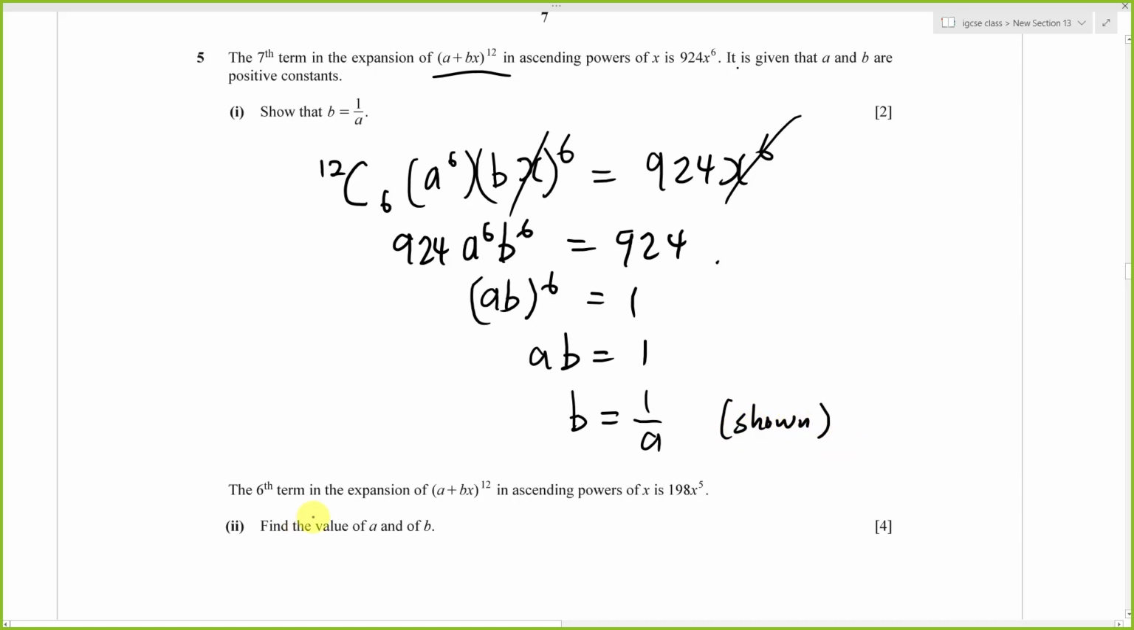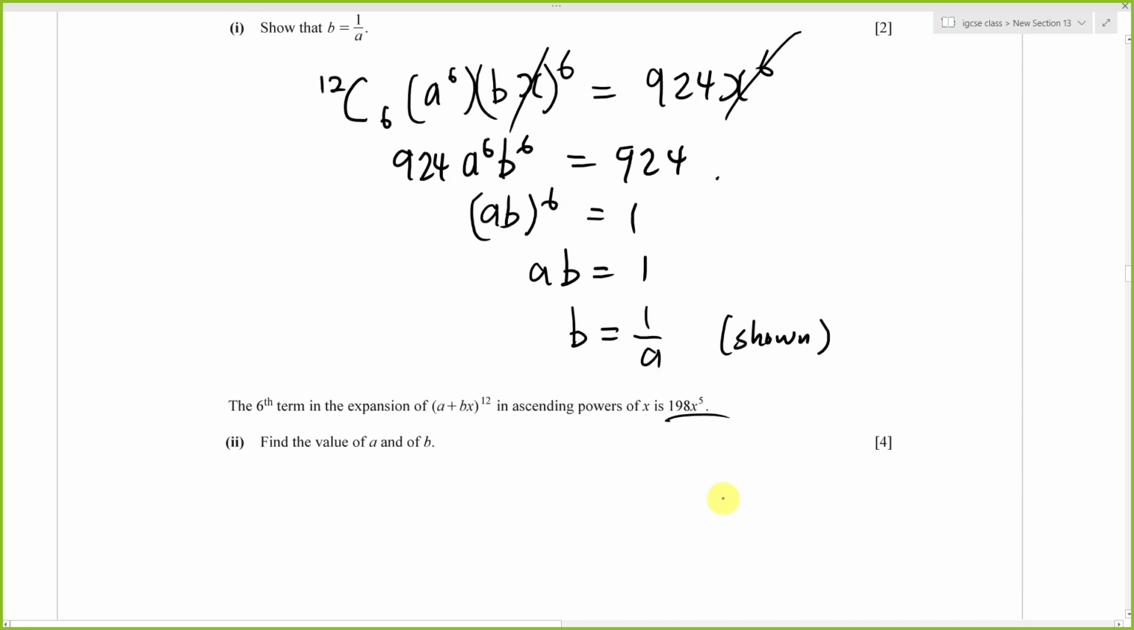Alright, then the sixth term of the expansion of (a + bx) to the power of 12, in ascending powers of x, is 198x to the power of 5. Find the values of a and b. So basically you form another equation, then do simultaneous equations. Nothing very special here.